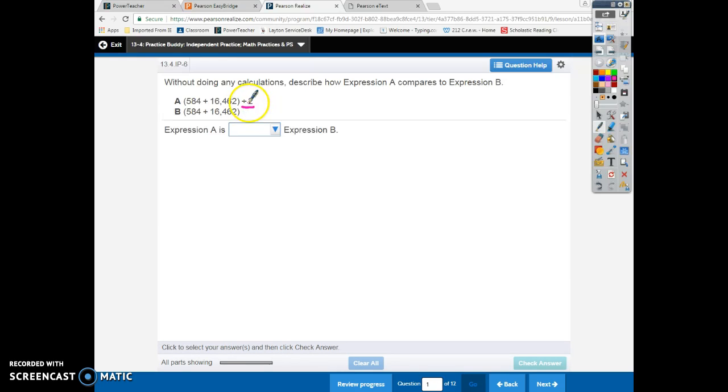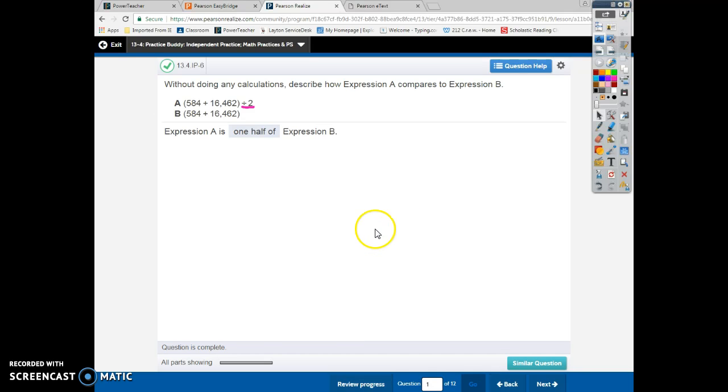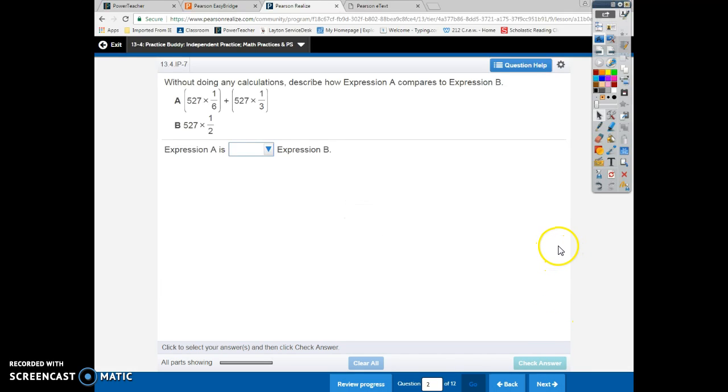And when we divide, we actually make something smaller. So we say expression A will not be equal to, not 2 times, not greater than, it would be 1/2. We're taking this and dividing it by 2. So A is going to be half of B. Well done. So today, you are not really doing any math. All we are really doing is going through some of these problems and trying to figure out how these two expressions compare.